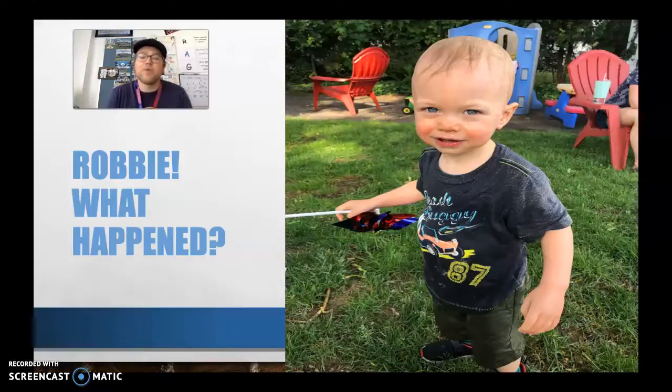Why did I spray him with the hose? It was really hot. We had just gotten back home. He was playing outside. I was spraying the garden, and he was obsessed with the hose and thought it was real funny when I sprayed him with it. So he was laughing, giggling, all that good stuff. So what happened? Robbie is all wet. Why is he all wet? Because me, his dad, sprayed him with the hose.